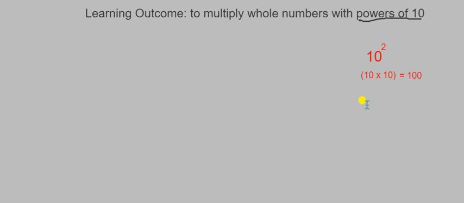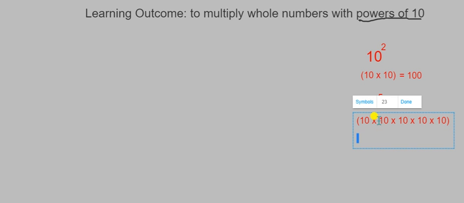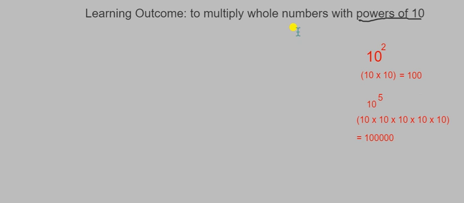We can take another example. If we have 10 and there is, let's say, 5 written on the top, so over here the power of 10 is 5. It means 10 will be multiplied by itself 5 times. And then you will find out your answer would be 100,000. So 100,000 is also a power of 10.